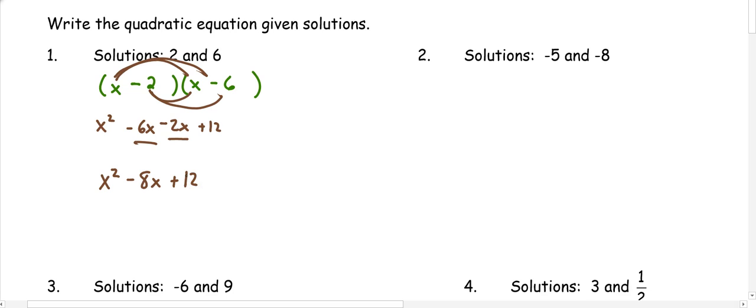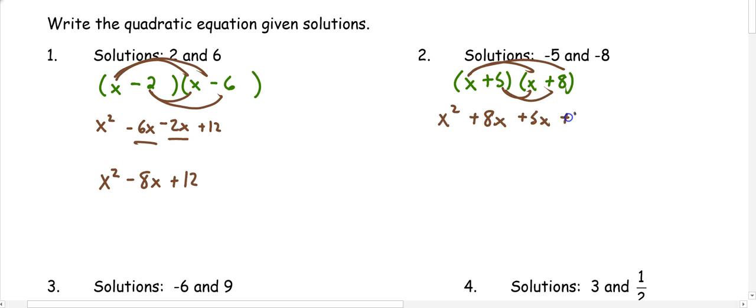In number 2, the solutions are negative 5 and negative 8. So when we put them in parentheses, we're going to make them both positives. So we have x plus 5 times x plus 8, and we're going to multiply out our polynomials. First we're going to distribute the x, so we get x squared plus 8x, and then we're going to distribute the 5, so we get 5x plus 40. There's two x terms, so those have to combine together, so we get x squared plus 13x plus 40.